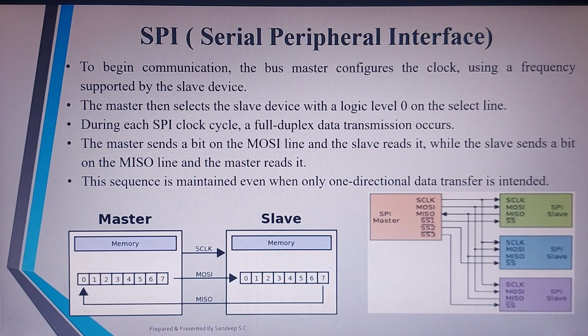Then the select lines, whichever are there, depending on the activation of the select lines. So that is the active low signals. So whichever select line we want to select, that particular bit can be made 0, and that particular slave can be selected.